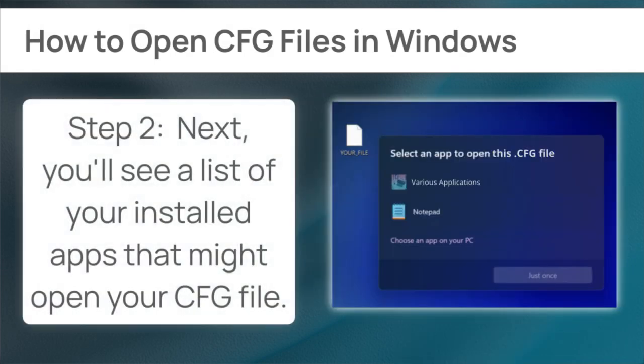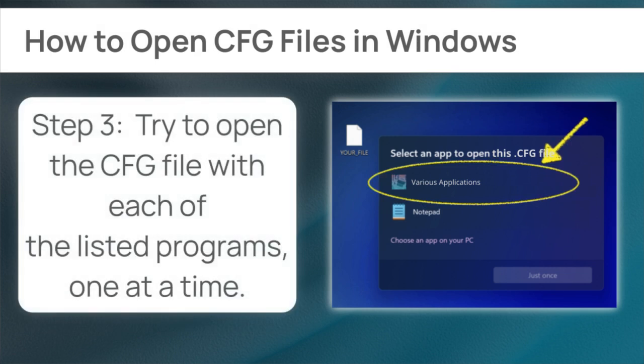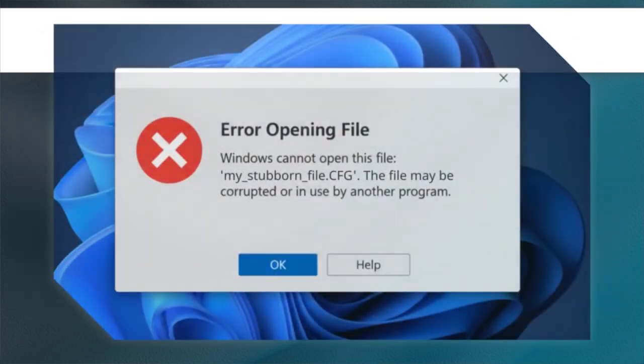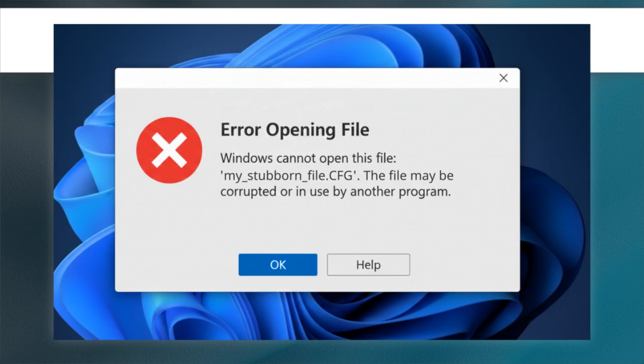Right-click your CFG file, then click Open With. Test various applications if you see it. If it fails, select the next program in sequence. Methodical testing is best. If your CFG file will not open yet, do not panic.